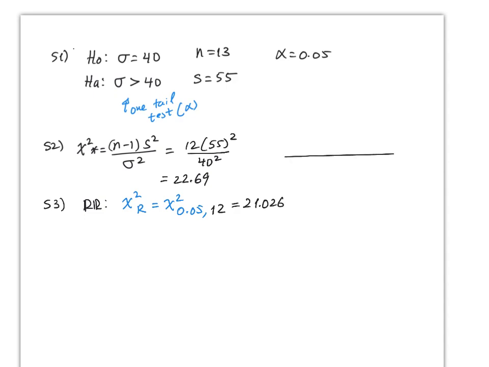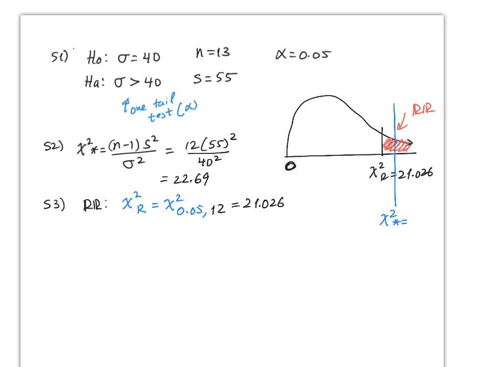This is equal to 21.026. So then when you draw the rejection region, remember this is 0. There's no negative values here. So then chi-square right is 21.026. So this is the rejection region. Now the value for chi-square star that we just got is 22.69, which is barely there, but it's in the rejection region. So chi-square star is 22.69.